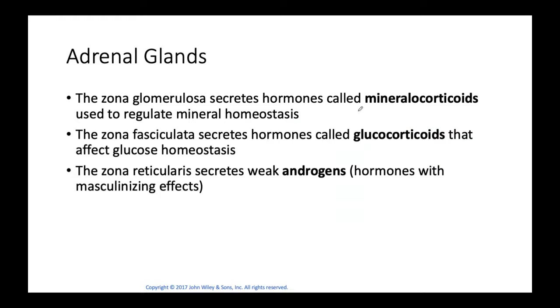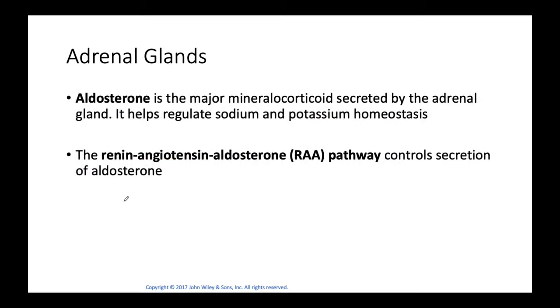So again, zona glomerulosa secretes hormones called mineral corticoids. What's the main mineral corticoid? Aldosterone. What is aldosterone primarily dealing with? Retaining sodium. The zona fasciculata secretes hormones called glucocorticoids. When we think of glucocorticoids, we see the word gluco, which is involved in affecting glucose balance. The big hormone there is cortisol. And then the zona reticularis secretes a weak androgen, primarily testosterone. So again, aldosterone is that major mineral corticoid secreted by the adrenal gland, and it helps to regulate sodium and potassium homeostasis, primarily retaining and holding on to sodium and water.